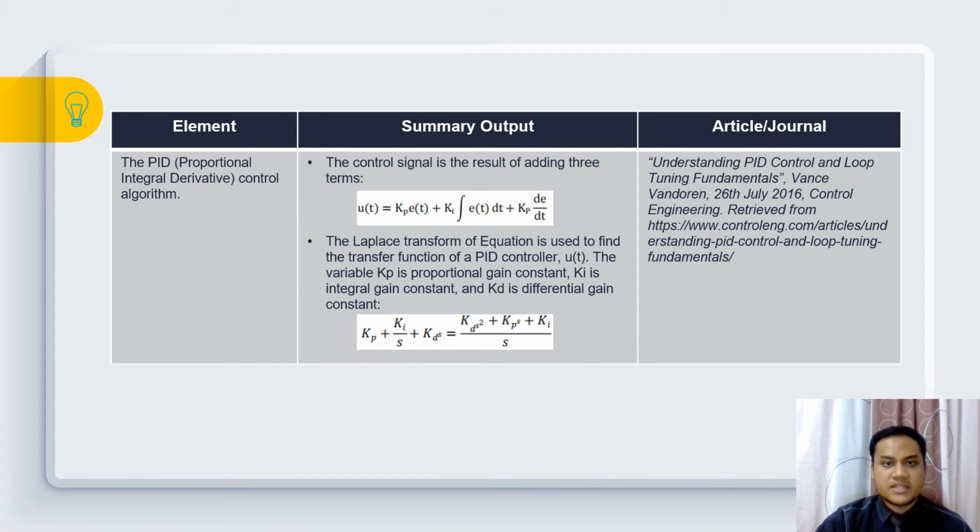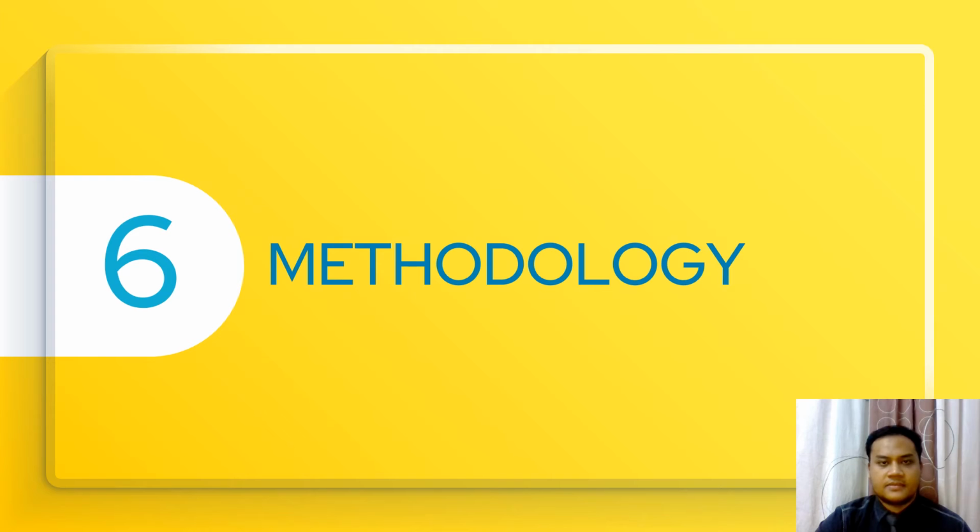The final element is the PID, the proportional integral derivative control algorithm, which is the equation included in this research. This finding is taken from Understanding PID Control and Loop Tuning Fundamentals by Vance van Doren, 26 July 2016. Now I would like to present my methodology.